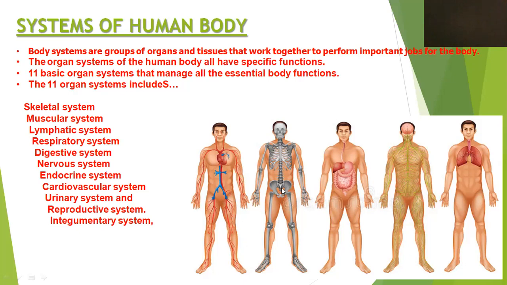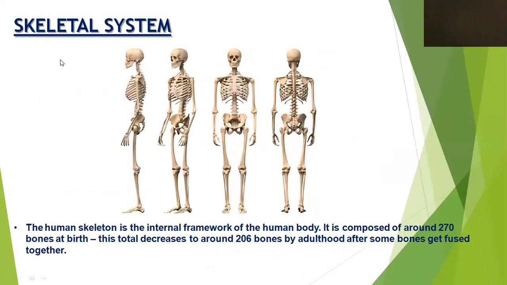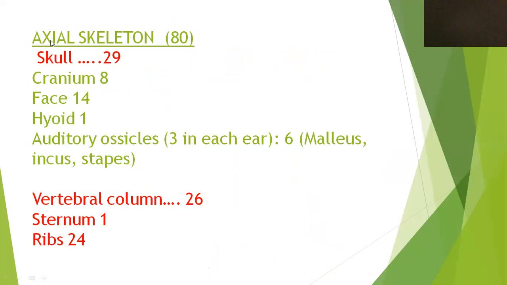So today we are going to see the details of the skeletal system. That means today we are going to discuss the bones. How many bones are there? What are they? Where are they seen? The skeletal system is made up of around 206 bones. These bones can be classified into two categories: axial skeleton and appendicular skeleton.